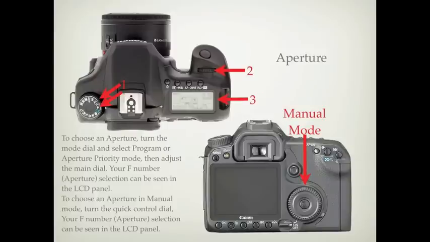To choose an aperture, turn the mode dial and select Program or Aperture Priority mode, then adjust the main dial. Your f-number aperture selection can be seen in the LCD panel. To choose an aperture in manual mode, turn the quick control dial. Your f-number aperture selection can be seen in the LCD panel.